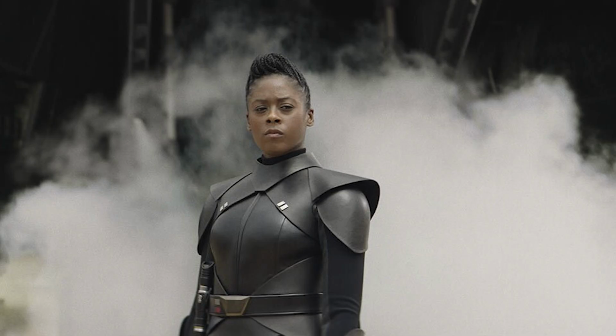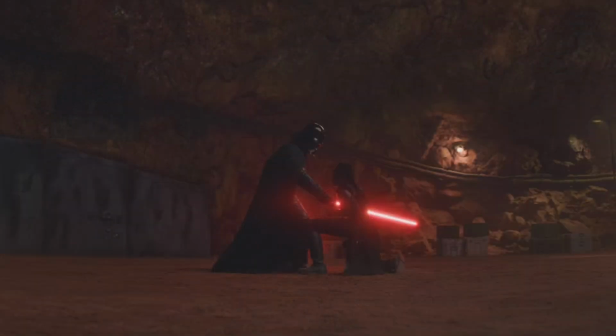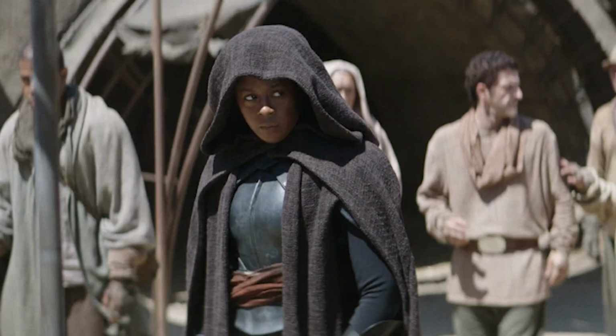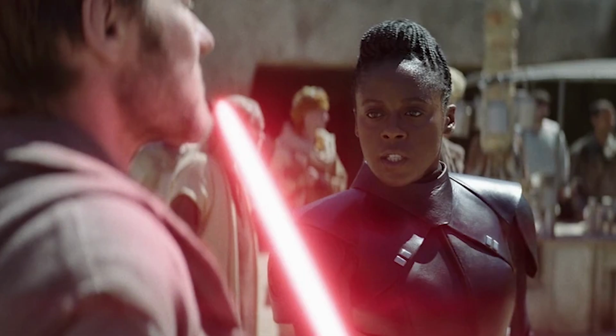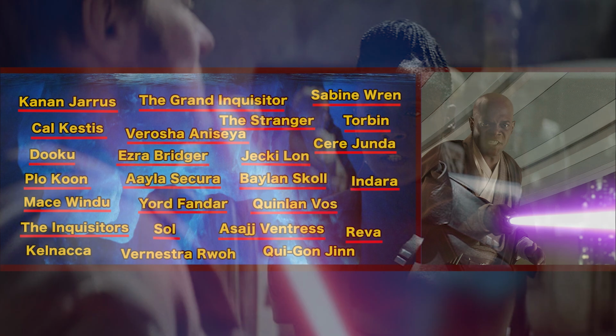Reva was an Inquisitor who took it upon herself to go after Obi-Wan Kenobi. This led to her being stabbed by Darth Vader, but she survived this and she went after Luke Skywalker on Tatooine, but didn't go through with killing him in the end. She only appeared in the Obi-Wan Kenobi TV series.